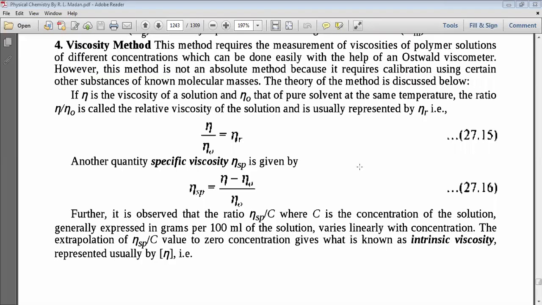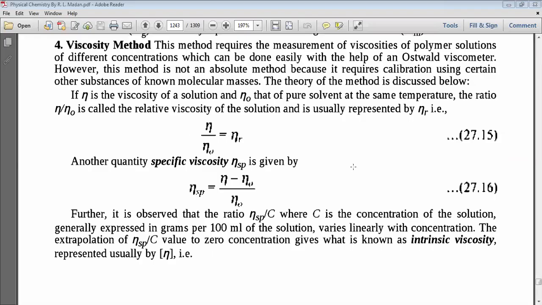This method requires the measurement of viscosity of polymer solution of different concentrations, which can be done easily with the help of an Ostwald viscometer. You have already done this practical at BSc level, where we used an Ostwald viscometer for the measurement of viscosity. However, this method is not an absolute method because it requires calibration using certain other substances of known molecular masses.